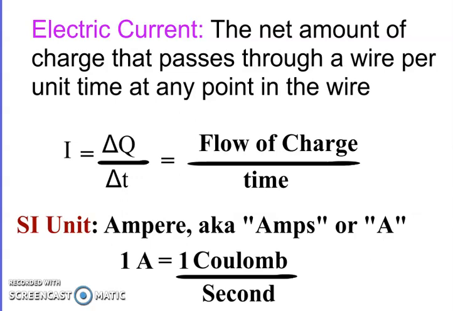We measure that in amperes. That's why we measure current with an ammeter. Another abbreviation for ampere is amps, or you can use a capital A. Essentially, it's the amount of coulombs per second. So 1 amp of current would mean 1 coulomb of charge passed by in 1 second.